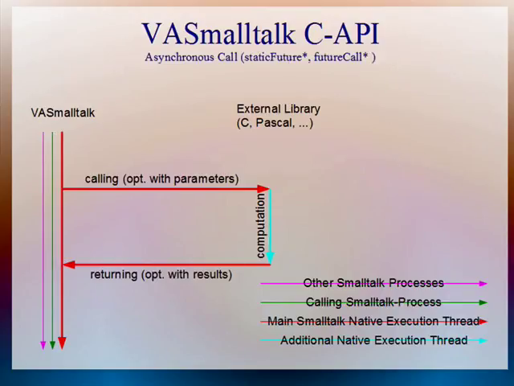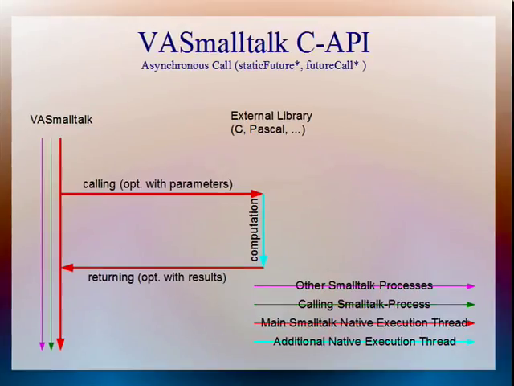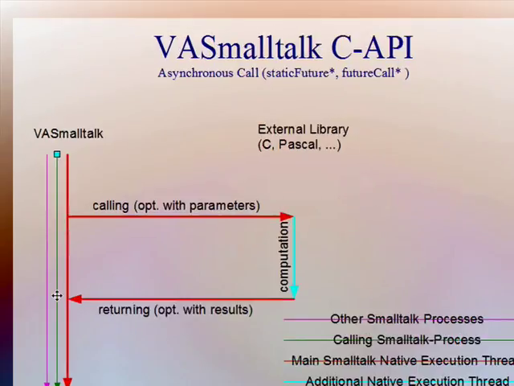Now, with the static future and the future call, the calling process is running without waiting for the result of the external library call. And somewhere in the future of this thread, the thread may query Smalltalk for the result of the external call. Therefore, future call or static future call.